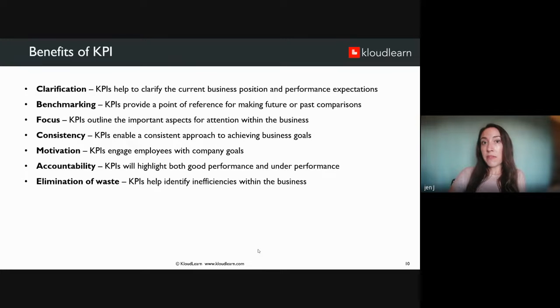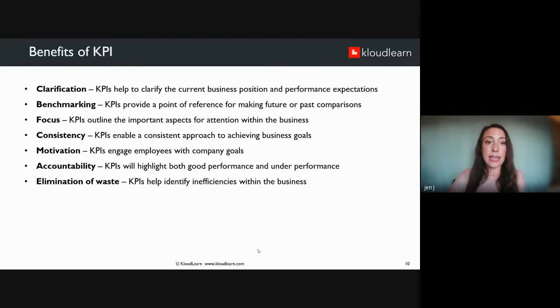What are some of the benefits of using KPIs? Clarification. KPIs help to clarify the current business position and performance expectations. Benchmarking. KPIs provide a point of reference for making future or past comparisons. Focus. KPIs outline the important aspects for attention within the business.